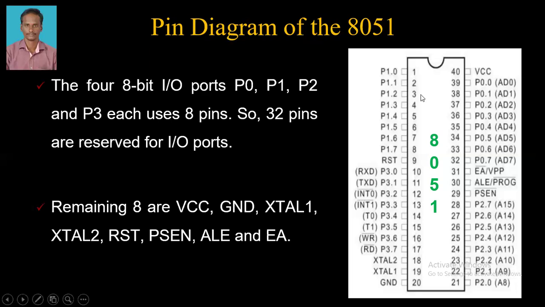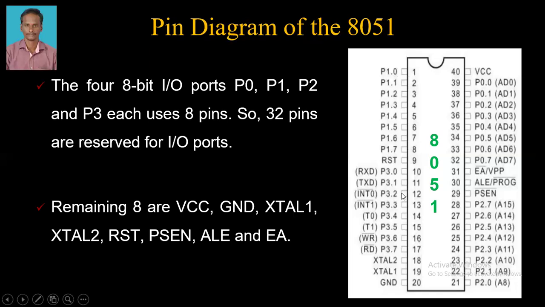Out of 40 pins, we already discussed that four 8-bit IO ports are there. So let us see how to remember these four ports. Then it is very easy to complete 32 pins out of 40. Pins 1 to 8 are reserved for port 1, namely P1.0, P1.1, P1.2, P1.3, P1.4, P1.5, P1.6, P1.7, which means port 1 dot zeroth pin, port 1 dot first pin, like that. So the first 8 pins are reserved.